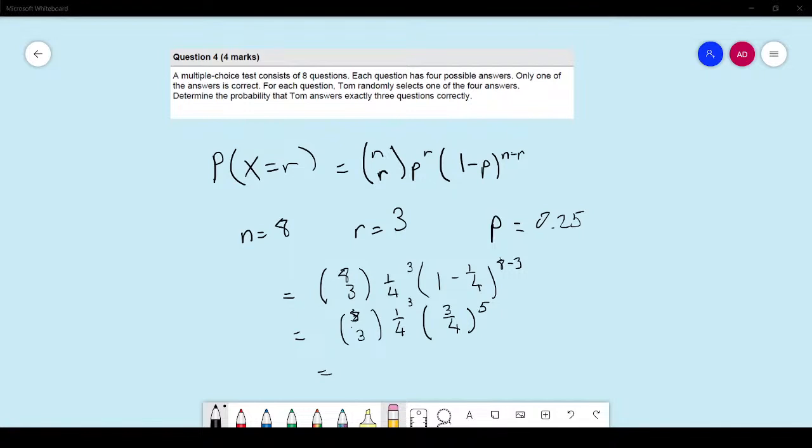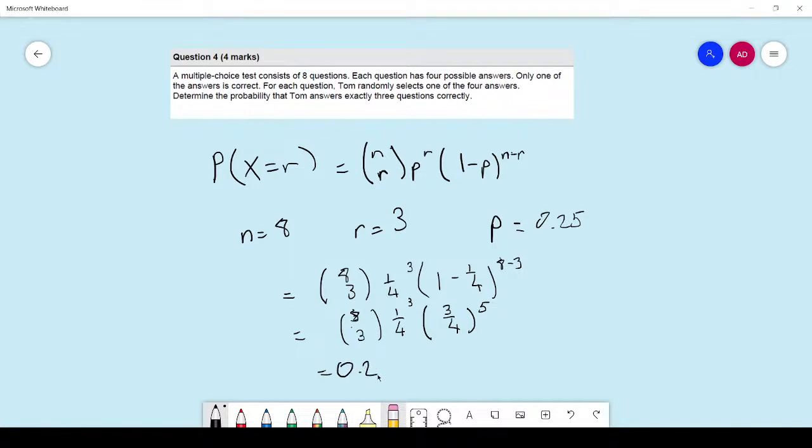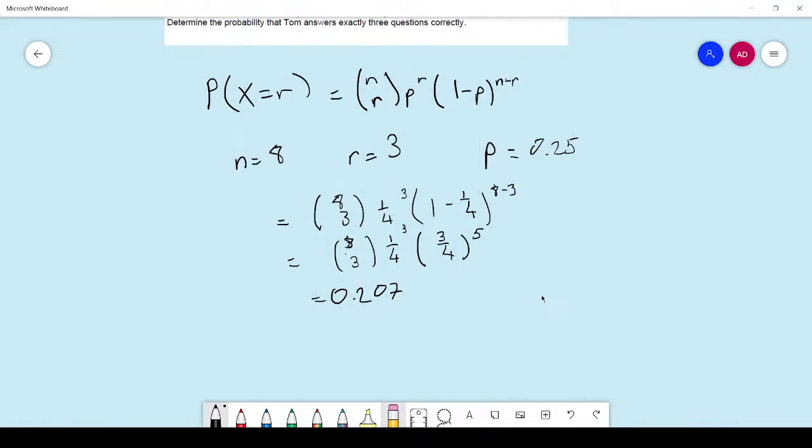So you guys should hopefully be familiar with how to do binomial calculations on your calculator, but we just have to use the correct buttons and choose R. So N is 8, R is 3, and then we times by a quarter cubed times by 3/4 to the power of 5, and we get 0.2076 blah blah blah. So 0.207 should be good enough. And that's it.